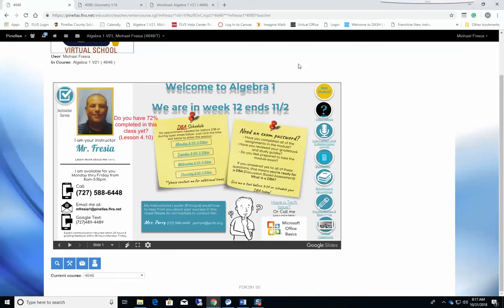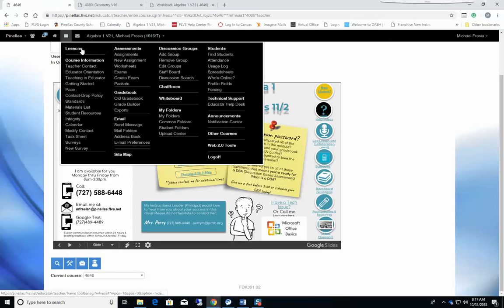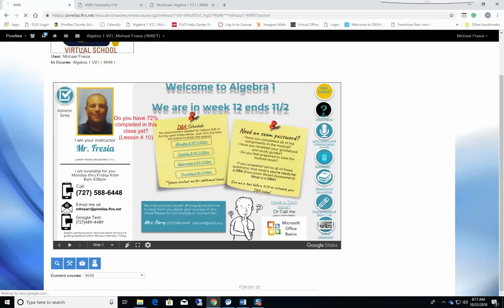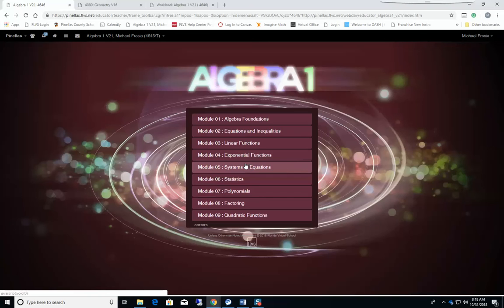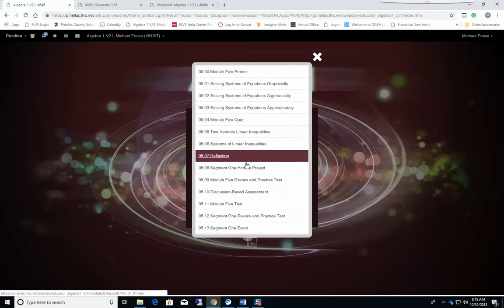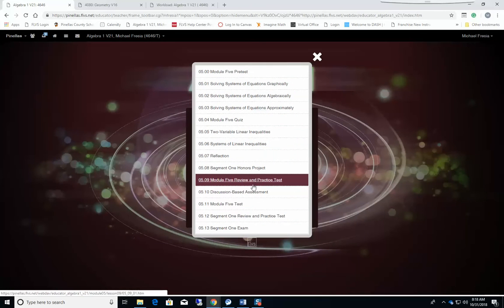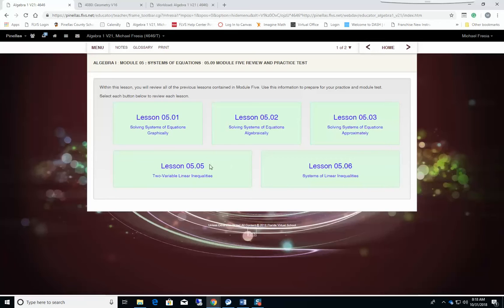So let's go real quick to where we can find the notes for this lesson. Okay. So we go here, lesson 5. And like I've said, I would prefer you print out the notes prior to doing the lesson so you can practice the work. Module 5 is very complex. It deals with systems, which means we're dealing with more than one linear equation or more than one problem at a time. That's what a system is.